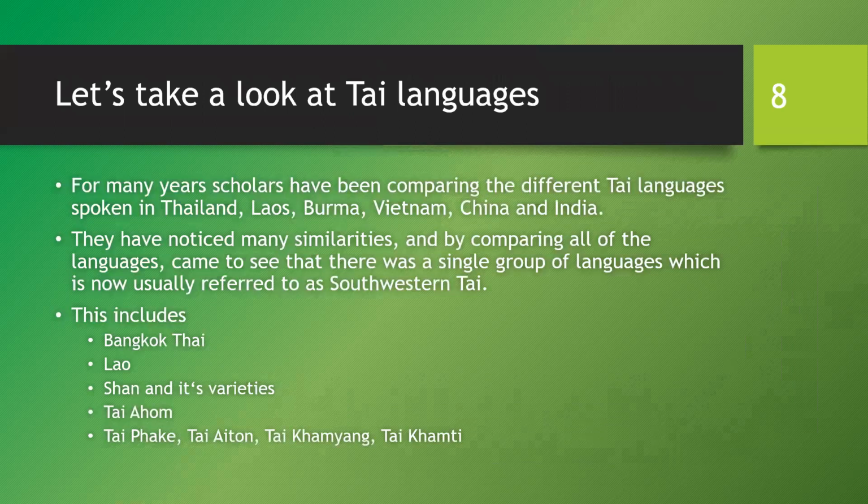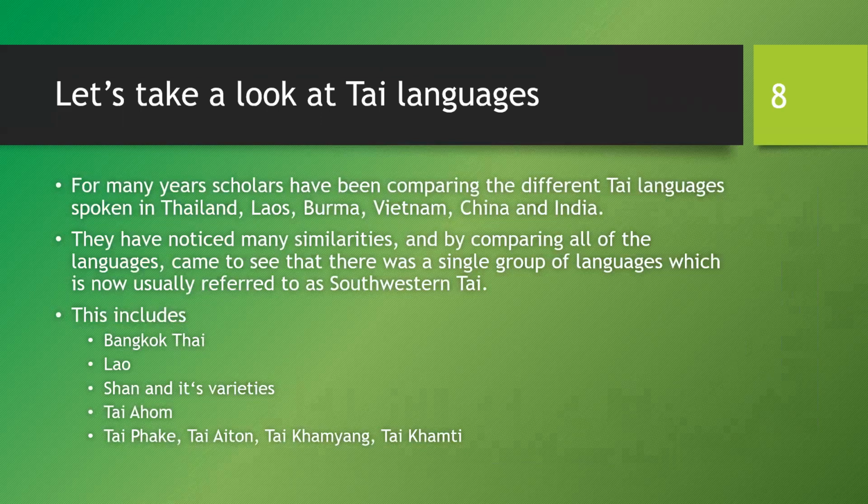Okay, so let's take a look at the Thai languages. For many years, scholars have been comparing the different Thai languages spoken in Thailand, in Laos, in Burma, in Vietnam, in China, and in India. And they've noticed many similarities. And by comparing all of these languages, came to see that there was a single group of languages which is now usually referred to as Southwestern Thai.